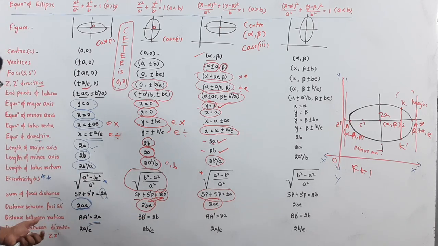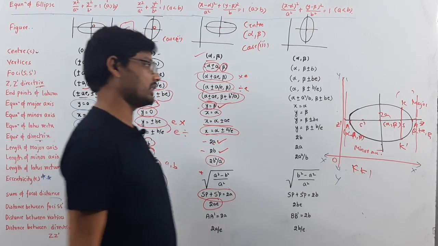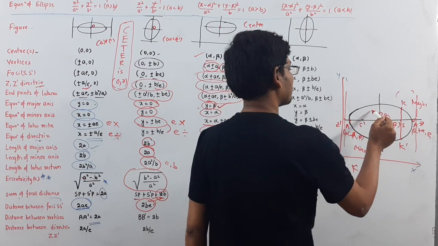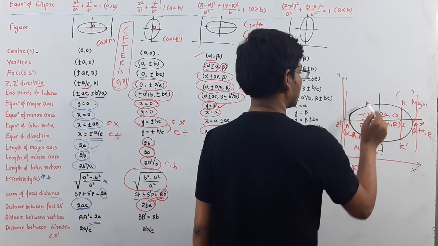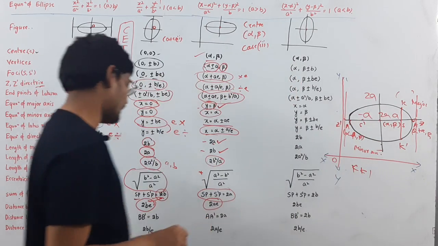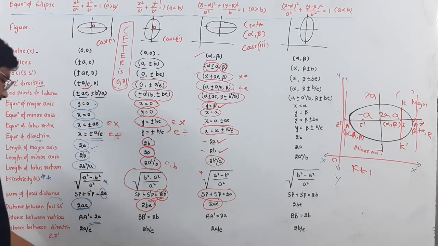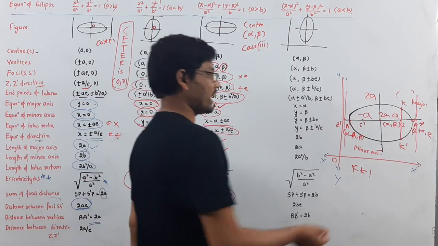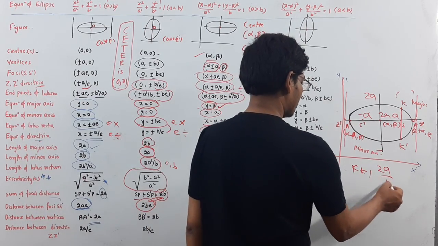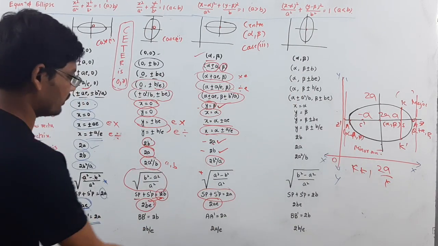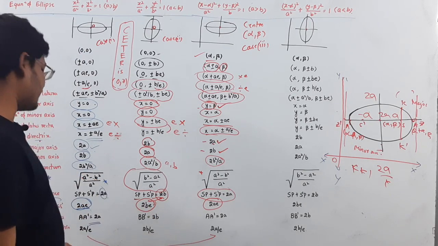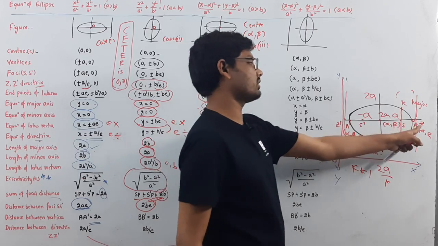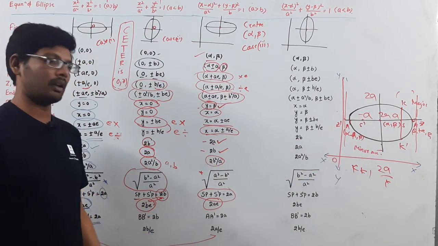And the next one, the distance between vertices is 2A. The distance between vertices, here to here, that is 2A. This is A and this is A. This is minus A, this is plus A, that will be 2A here. And the final one, the distance between directrices, Z to Z dash, is 2A by E. This is the same as this one. So the distance between directrices here to Z dash is 2A by E.